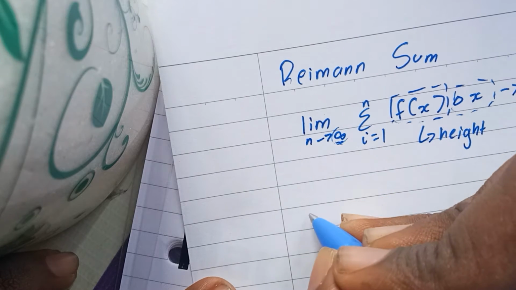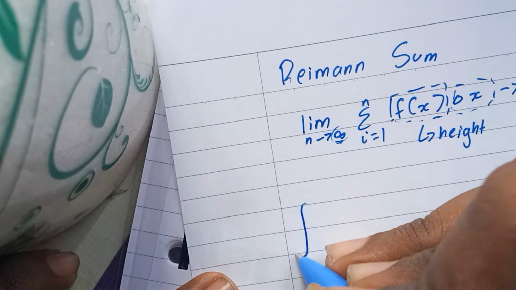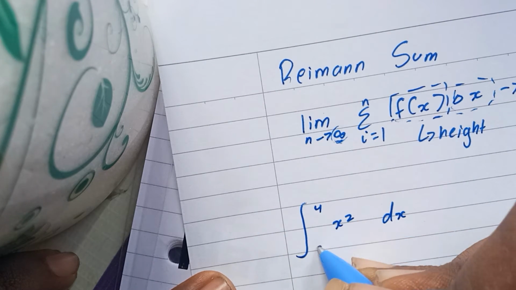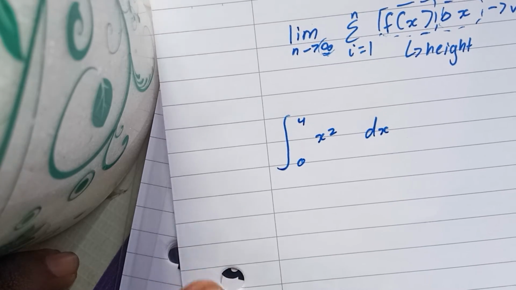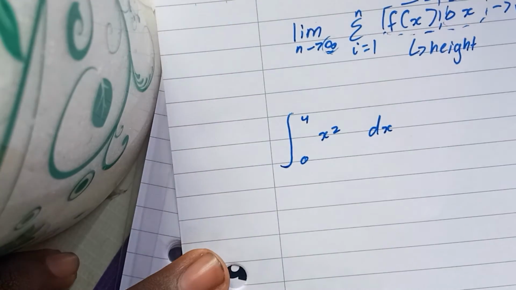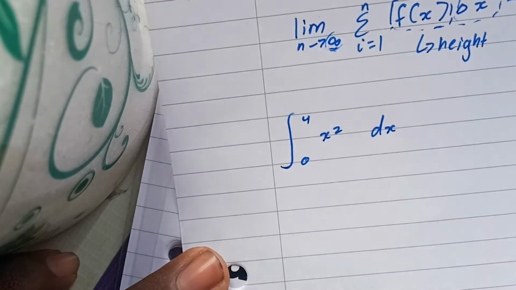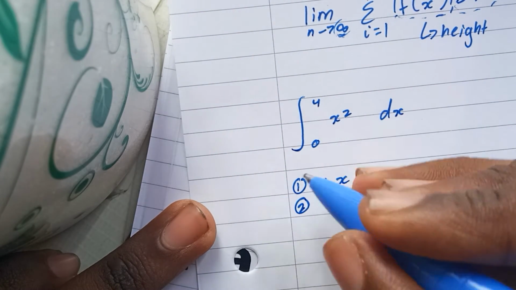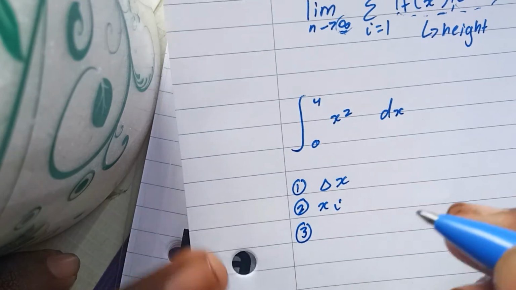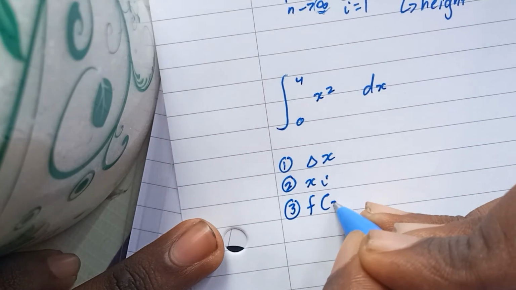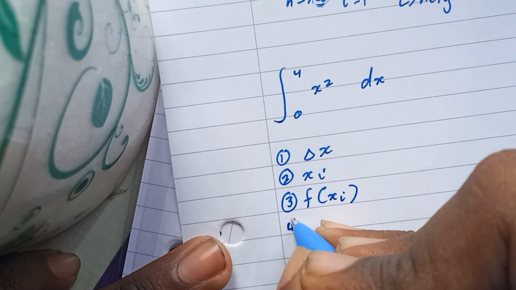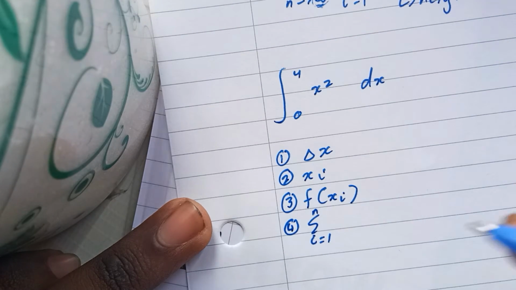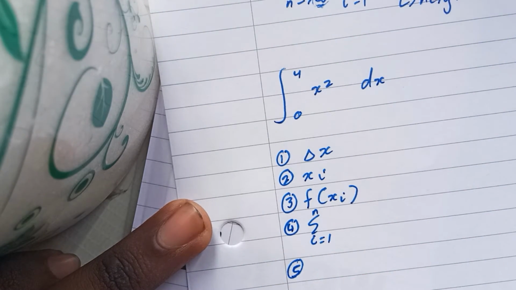So as an example, here we take the question: the integral of x squared from 0 to 4. We already have a question, but to answer this we need some steps. In the first step we'll find our delta x, second step we'll get our xi, third step we must substitute the xi into the function, then fourth step we will find the summation, and finally we'll use some sum laws.